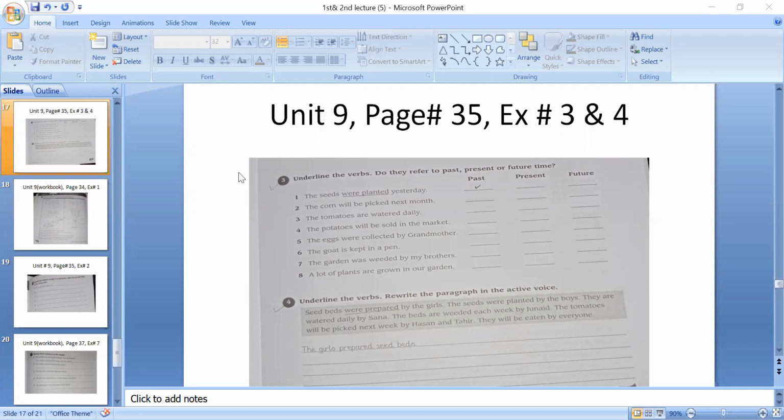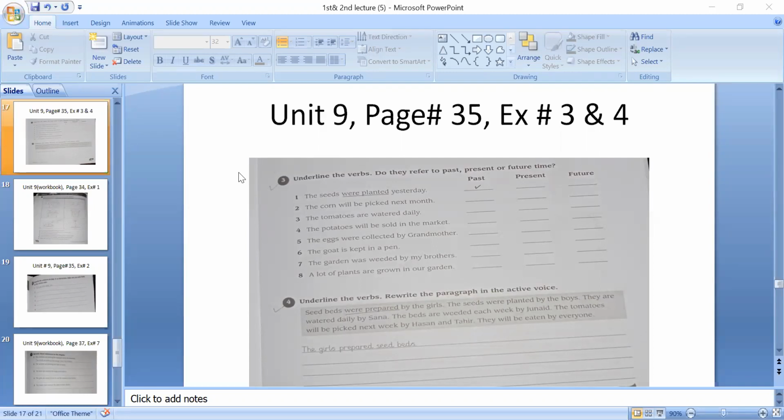Will be is a future verb. Yes, will be and sold is the third form of the verb. So you have to underline will be sold. Beta, sold will also be underlined. Okay, done. Teacher, done. Good. Will be sold. Now you will mark a tick in the third column. That is future. Good.